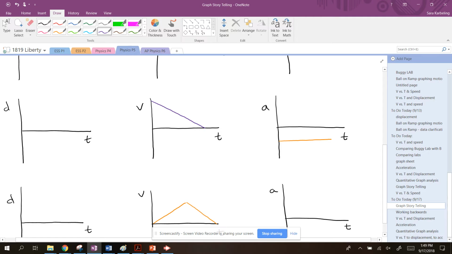I have a constant, the values here are not constant. They are decreasing and positive, right? Decreasing positive values means decreasing positive slope.